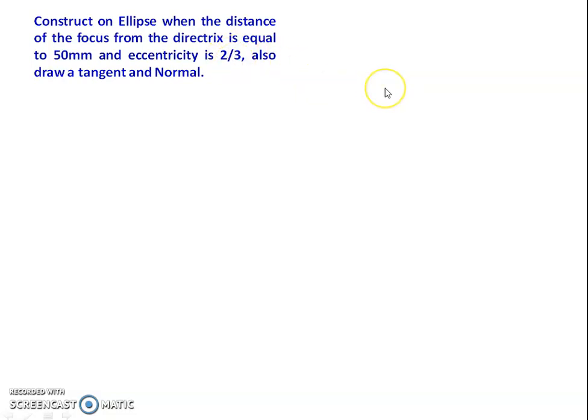You know that if the eccentricity ratio E is less than 1, the curve is an ellipse; if E equals 1, it is called a parabola; and if E is greater than 1, it is called a hyperbola. These are the basic norms of the curves. In this problem, E equals 2 by 3, around 0.66, so it is less than 1 and the curve is an ellipse.